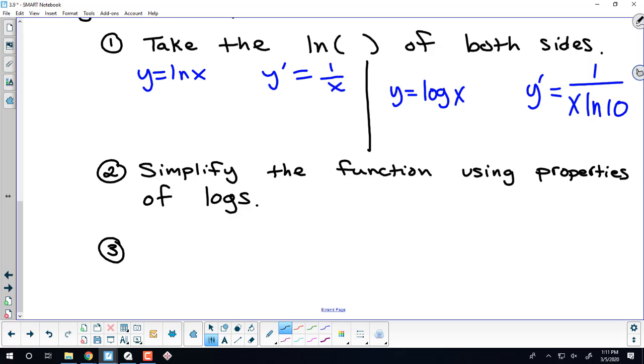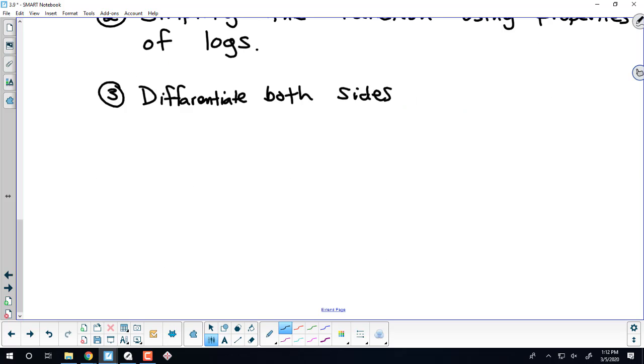So we'll write the steps down and look at examples. We take the log of both sides, simplify using properties of logarithms, differentiate both sides, and then solve for y prime. However you denoted your derivative, we've got to solve for that.